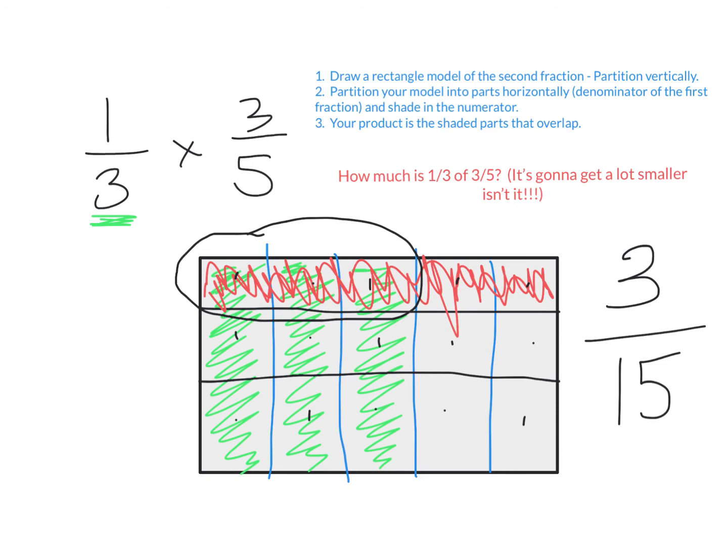And that makes sense because if I look back at my guiding question of how much is 1/3 of 3/5, 3/15 is a lot smaller than 3/5. A lot smaller pieces. And that is how you multiply a fraction times a fraction using models.